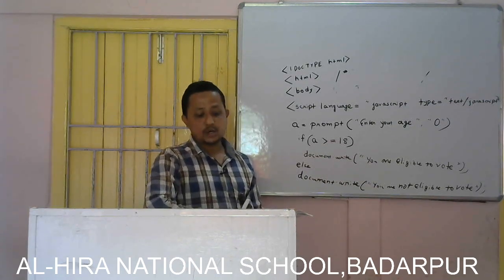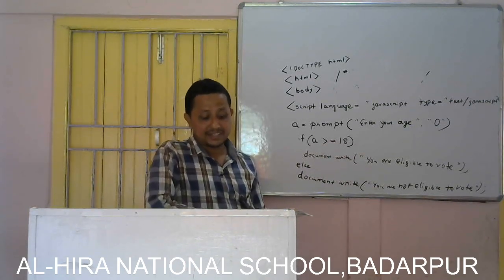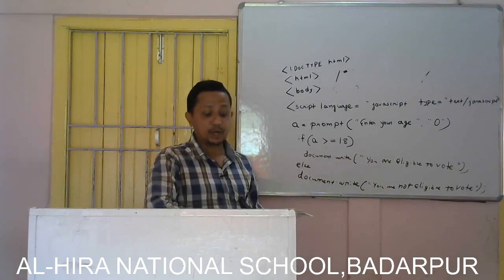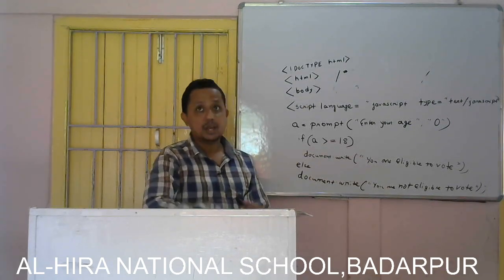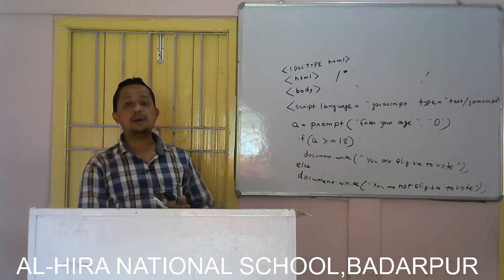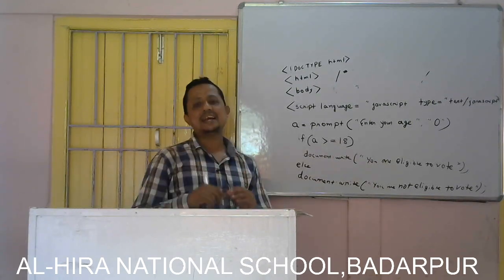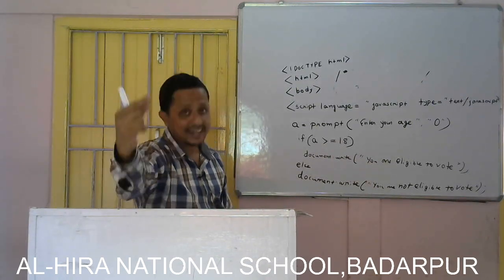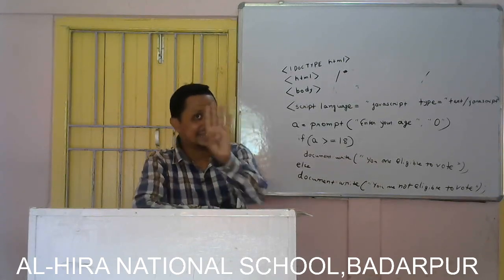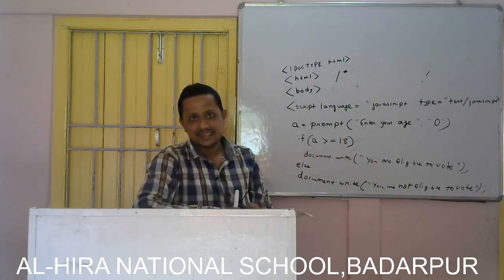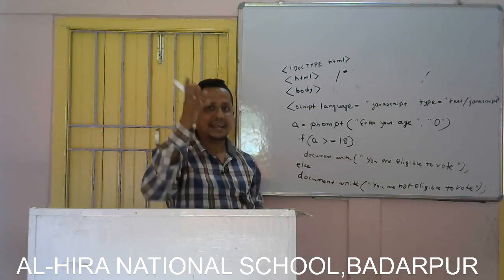See, it is: A is equal to prompt, enter the first number; B is equal to prompt, enter the second number; C is equal to prompt, enter the third number. Basically, this is a JavaScript program to check the largest of three numbers. So I am taking three numbers: first number as A, second number as B, third number as C.